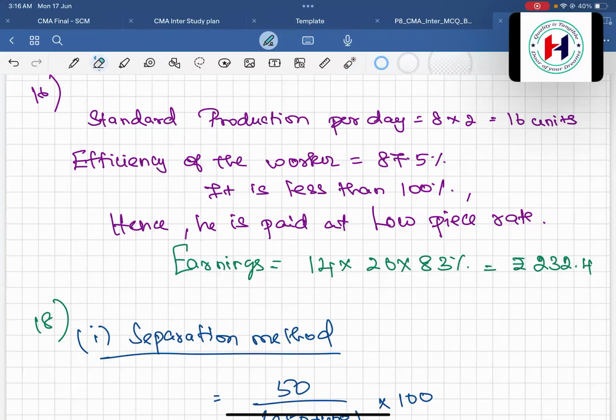Kindly change this to 40 and kindly change this to rupees 434.8, right? This was the correct answer. The answer key is wrong in the study material. So the earnings is 14 into 40 into 83%.